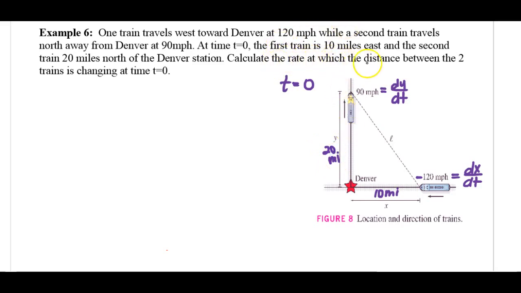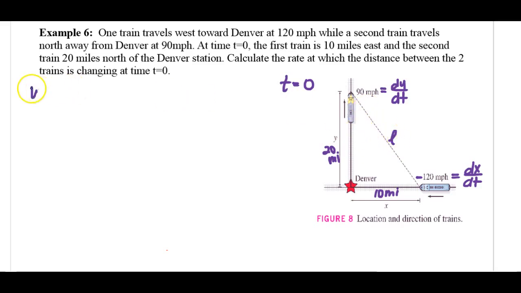Calculate the rate at which the distance between the two trains is changing at time t equals 0. So I'm interested in finding the rate of change of L. This variable, the distance between the two trains, is called L. And this should also look somewhat familiar to the very first example where I said that you left your house and your parents left your house at a particular time, and we wanted to know the rate of change between the two of you at a particular moment in time. So that's what we're doing in this problem.